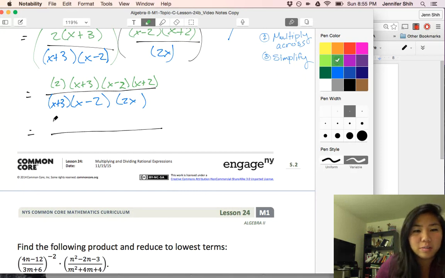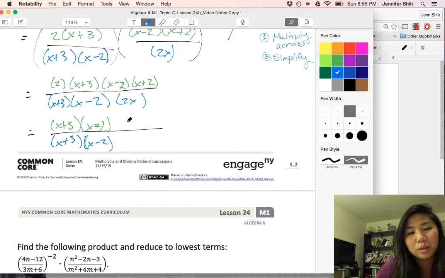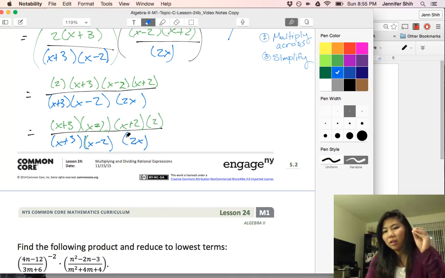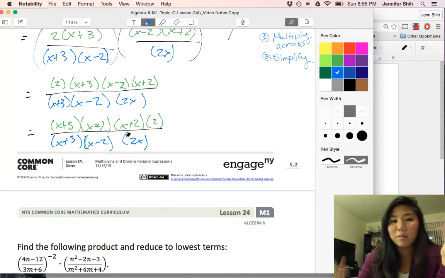Anything that I think I can cancel out, I'm going to do my very best to line up and organize. So let's start with this x plus 3. I have x plus 3, and then I'm going to line it up with the other x plus 3. Now I have x minus 2 over x minus 2. What else do I have up here? I have an x plus 2, and then I have a 2, and then I have a 2x. So if you notice, I didn't factor this factor more, but I'm going to do that in my next step.